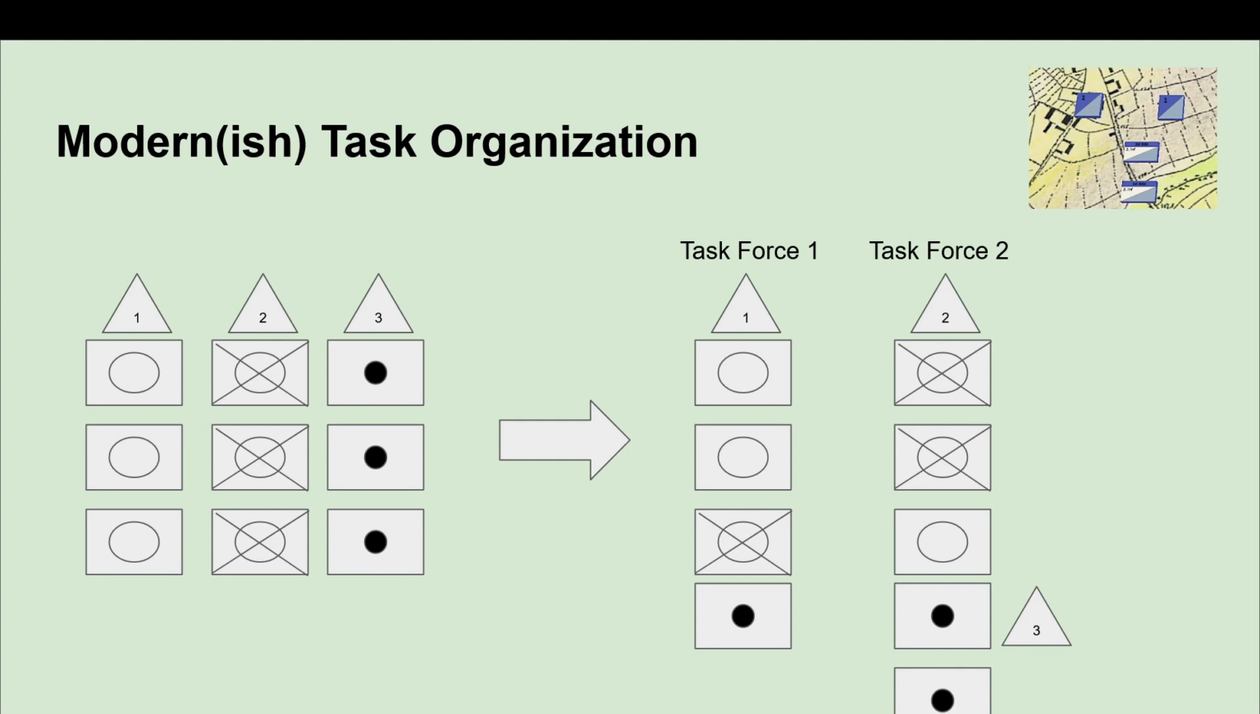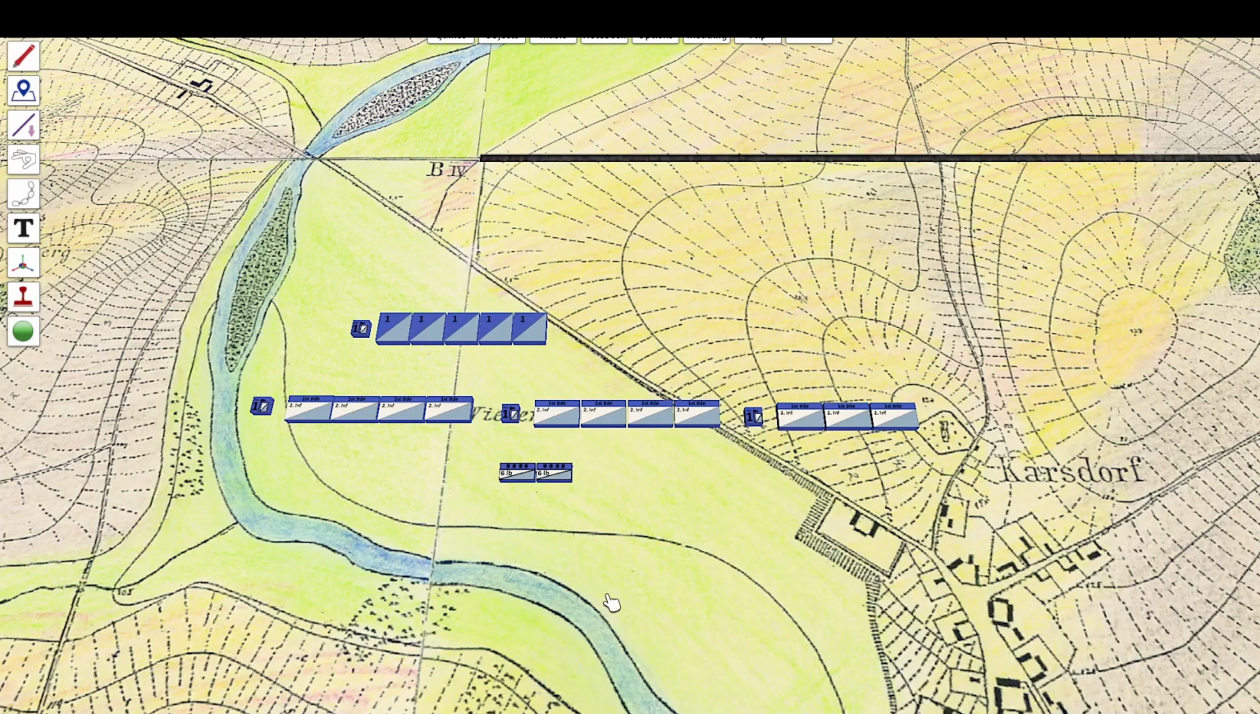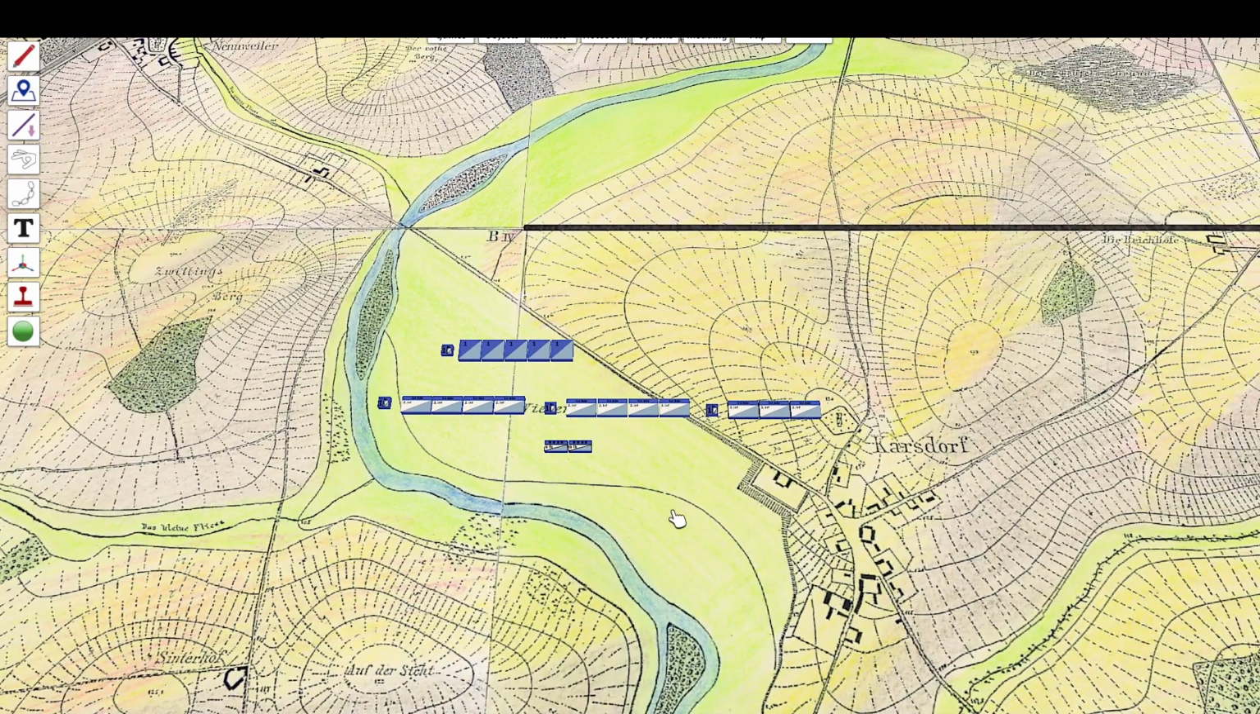So that's how that would work in a modern sense. And so clever Kriegsspiel play includes some of these ideas. So let's go ahead and go to the map. And it's the same exact situation, our beloved Karsdorf that we're defending. And again, if you haven't seen the op order video, go have a look at that. It talks about this in more detail.